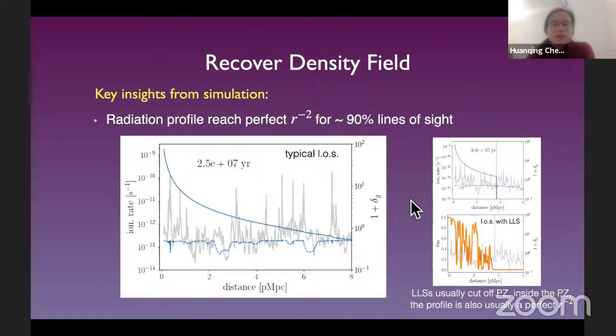We should note that there are some sight lines that encounter Lyman limit systems, but usually those Lyman limit systems will just truncate the proximity zone altogether. And inside the proximity zone, usually the radiation profile is also a perfect R to the minus two.